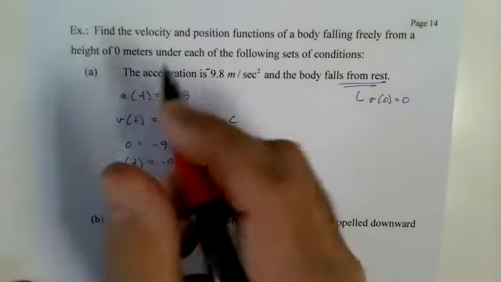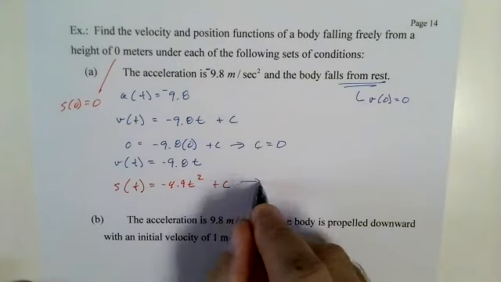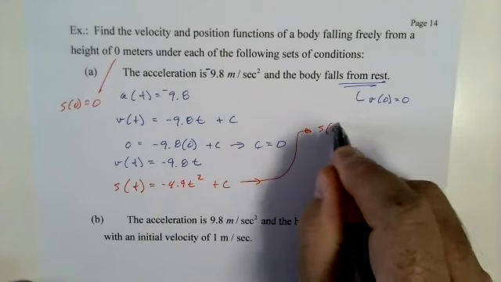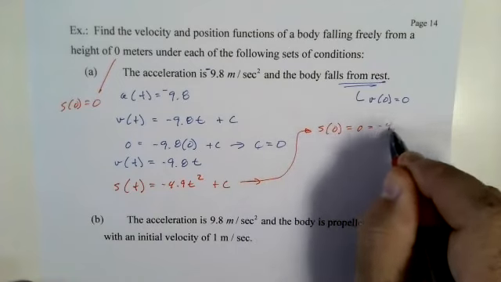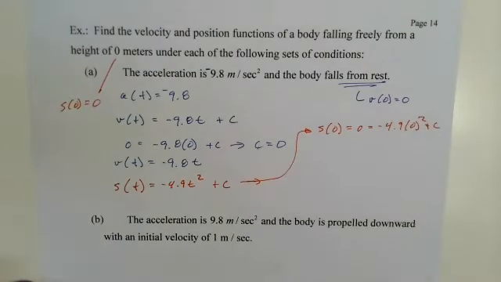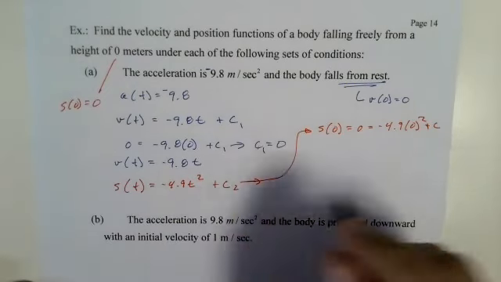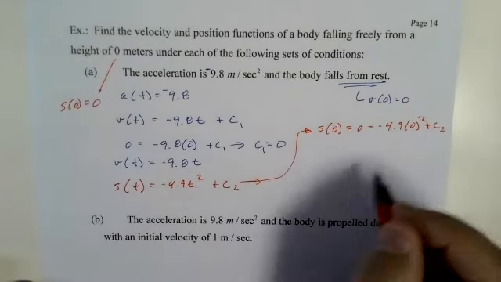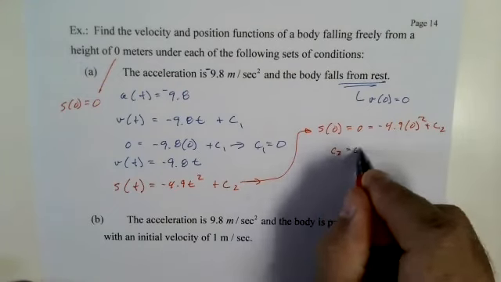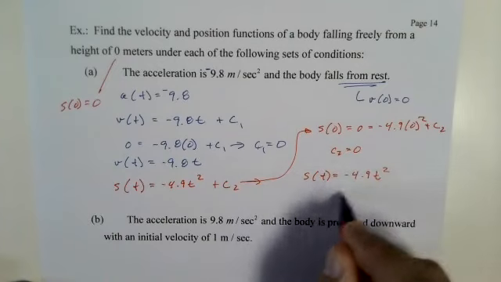So that means that s of 0 equals 0. Run a little out of space, so let's throw it up here. s of 0 equals negative 4.9 times 0 squared plus c. And this can get confusing with these c's, so let's go with c1 and c2 so we know what we're talking about. C for constant, often a k in calculus for the German constant. So c2 equals 0. So the position function is negative 4.9 t squared.